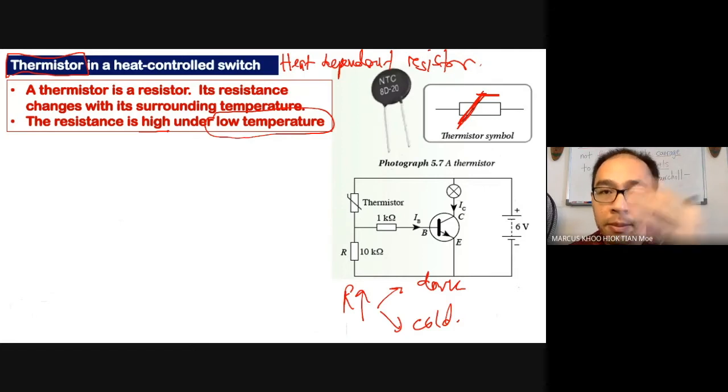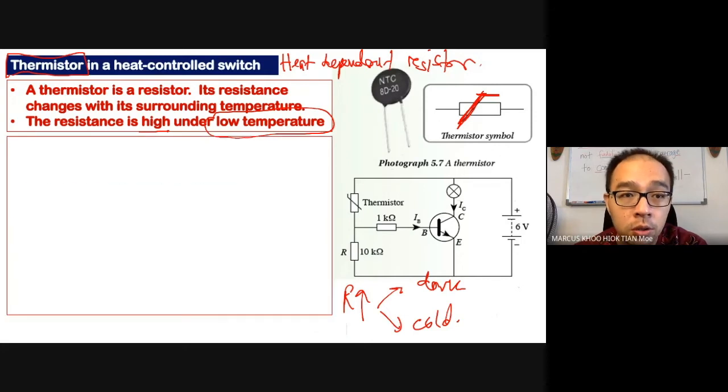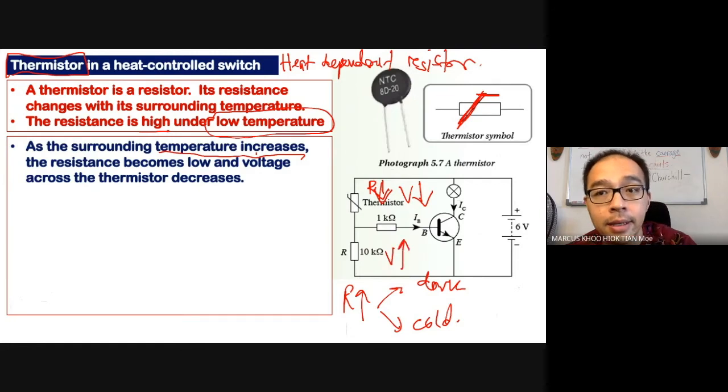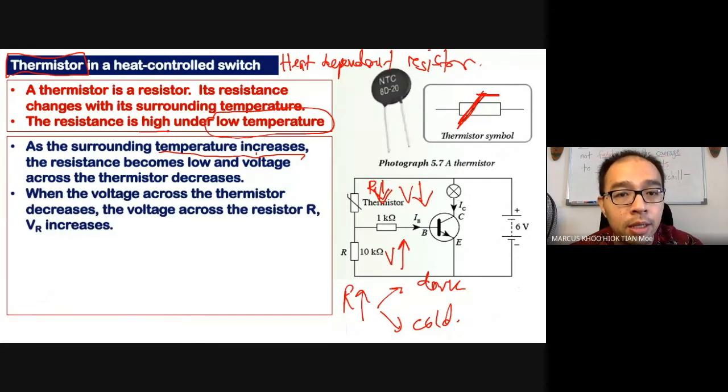Okay, if you've already been following since the beginning, you kind of know where this is going. As the surrounding temperature increases, the resistance over here becomes low. Remember, resistance is high when it is cold, but now we're increasing the temperature, so the resistance becomes low and the voltage becomes low. The voltage decreases. So kalau di atas sini voltage turun, di bawah sini voltage akan meningkat. Bila dia meningkat, the voltage across the resistor R down here will increase.